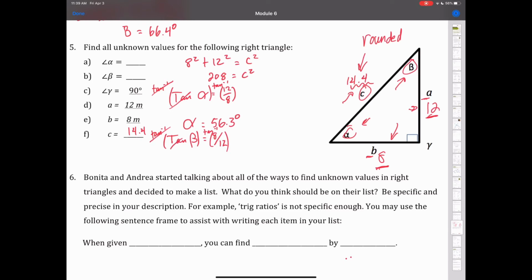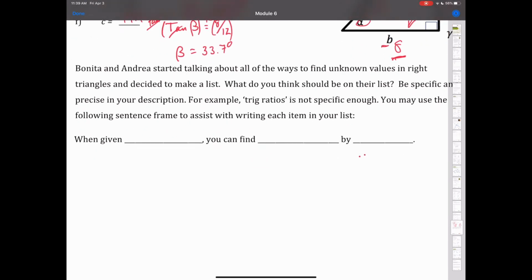Tangent and tangent inverse cancel each other off, and I get beta is equal to tangent inverse of 8 over 12. So 8 over 12, tangent inverse button, and I get 33.7 degrees. All right, so my alpha is 56.3 degrees. My beta is 33.7 degrees, and I found my third side length as well. So we are going to move on to number 6.